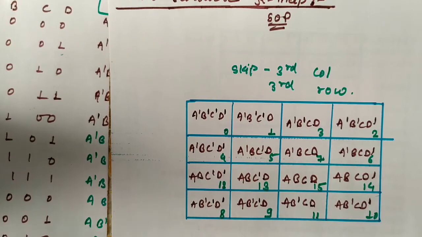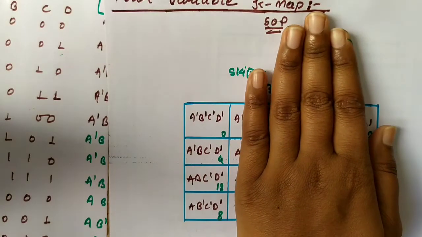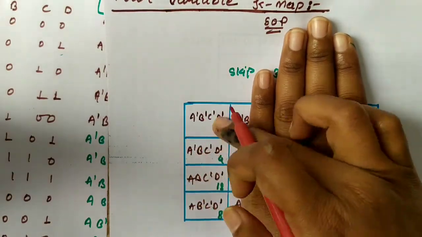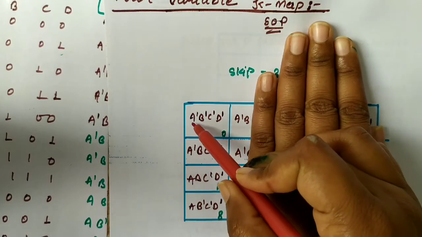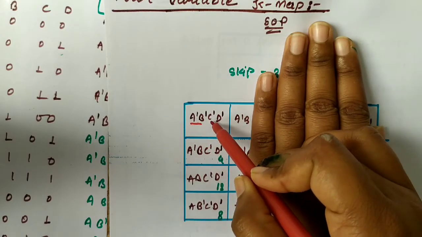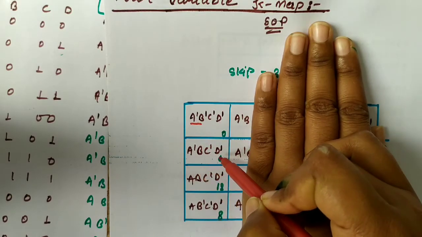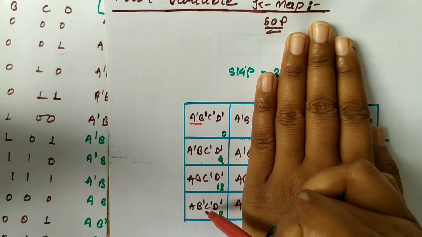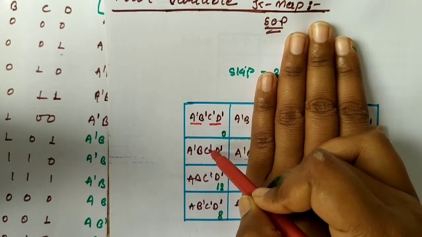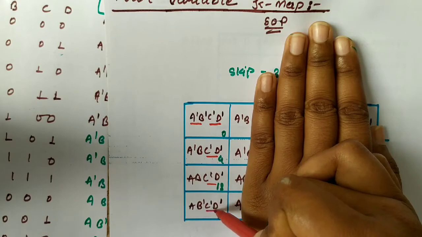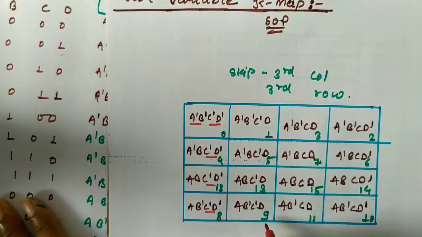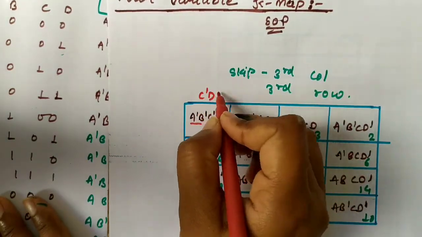So let's take the common value from this expression. Firstly, check the first column. For the first column, the values are A dash, B dash, C dash, D; A dash, B, C dash, D; A, B, C, D dash; A, B dash, C dash. So here it is C dash, C dash, C dash and C dash. Here the C dash, D dash value is common, so we have to write C dash, D dash.